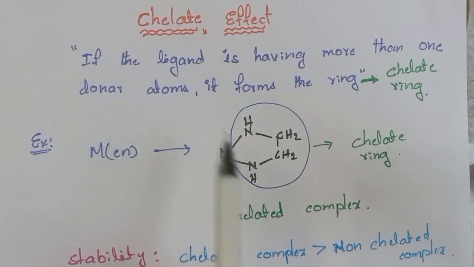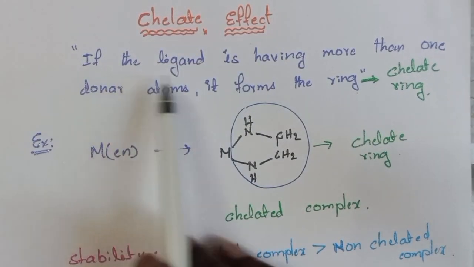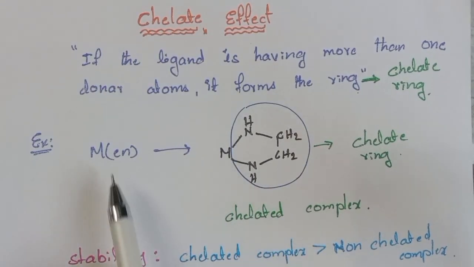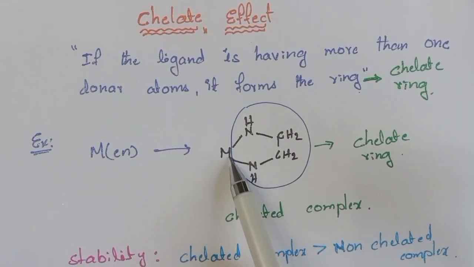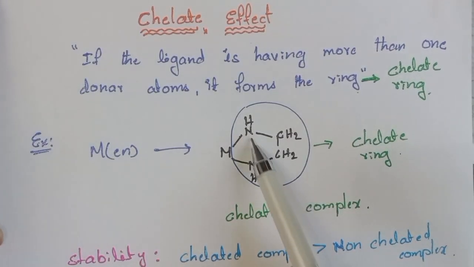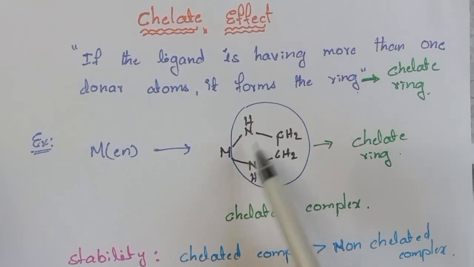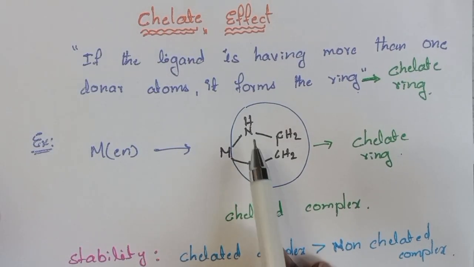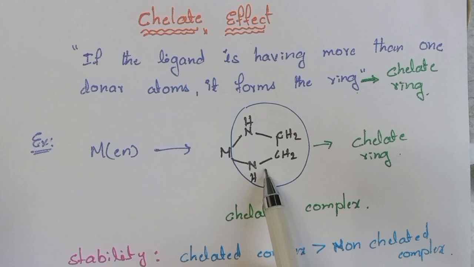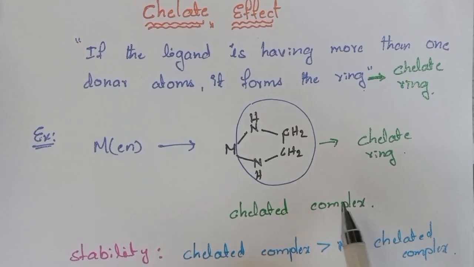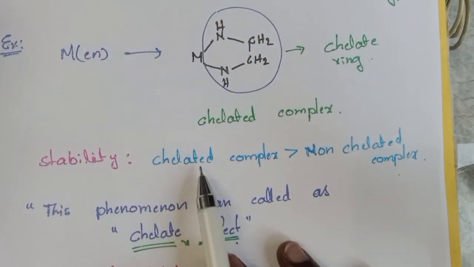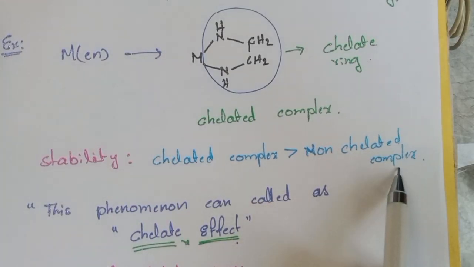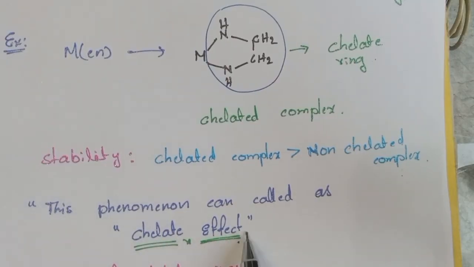The next ligand factor is chelate effect. If the ligand has more than one donor atom, it can form a ring. For example, ethylenediamine. If it coordinates with the metal ion, with two donor atoms, it can form a ring like this, right? So this ring can be called a chelate ring. When the metal has these chelate rings, the metal complex can be called a chelated metal complex. The stability of chelated complexes is more than that of non-chelated complexes. This phenomenon is said to be the chelate effect.